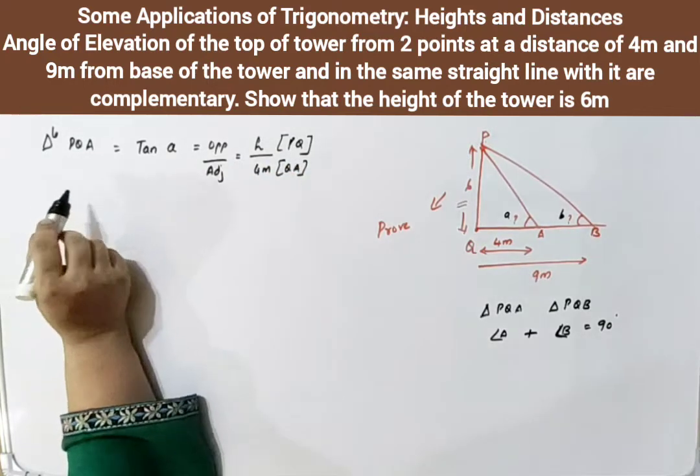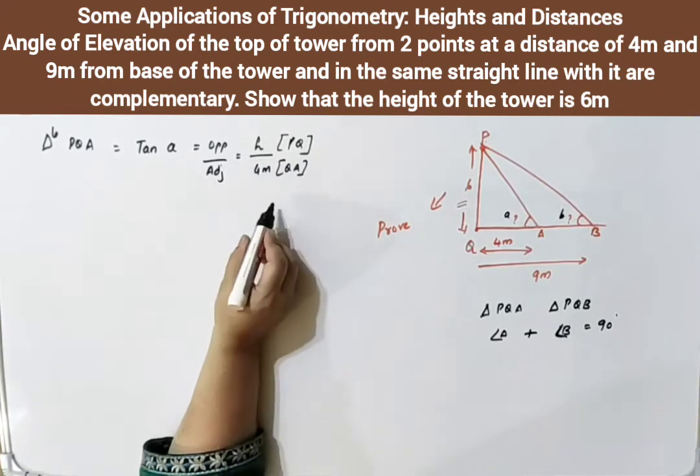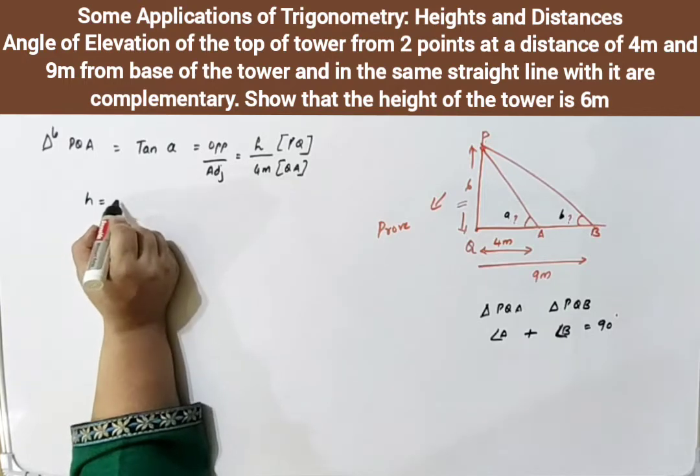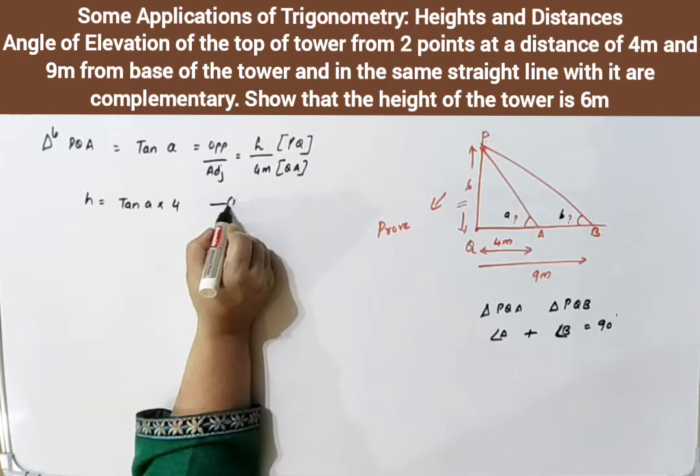What is tan A? We don't know what tan A is. So we'll leave it like this. We'll isolate H here. H is equal to tan A into 4. Let's call this equation 1.